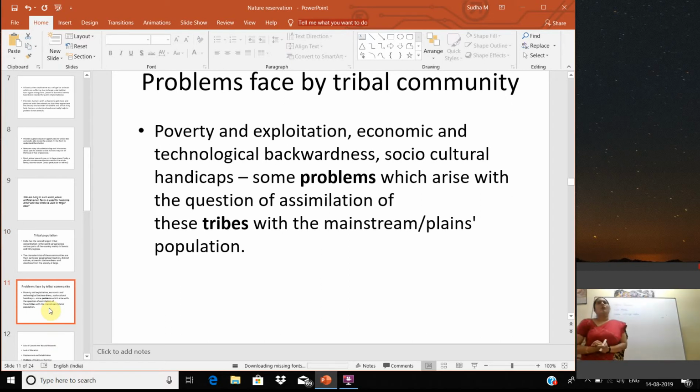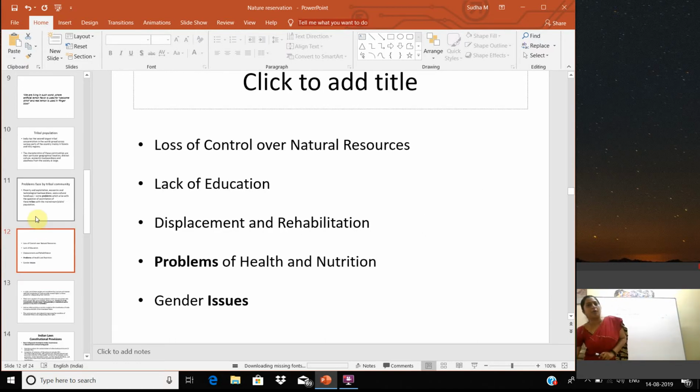Okay. Basically, when we talk about the tribal population, we should first see what problems are faced by them. Of course, poverty, exploitation, economic and technological backwardness, socio-cultural handicaps and socio-economic handicaps, and some problems which also arise with the mainstream population because they are huge in number over there. A main cause is loss of control over natural resources.